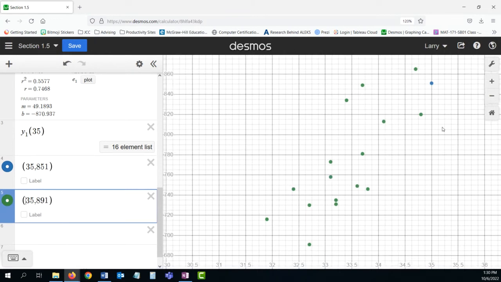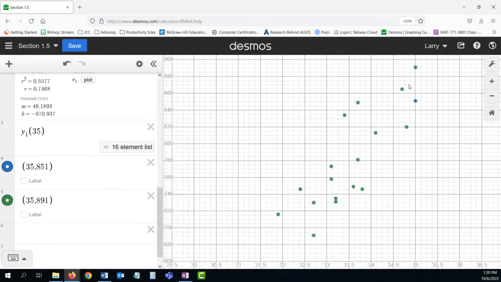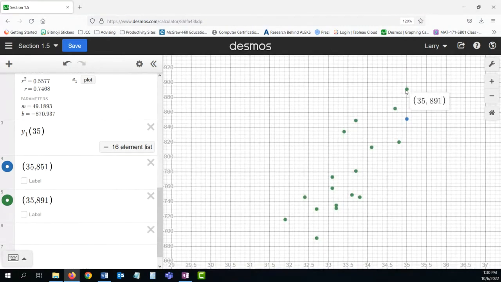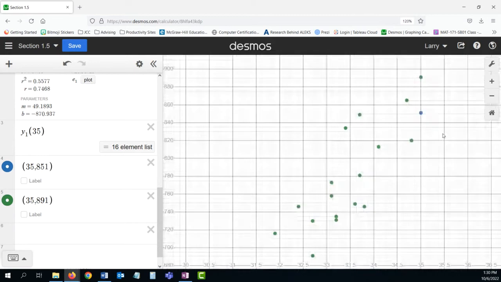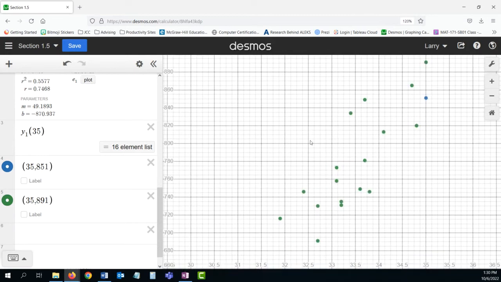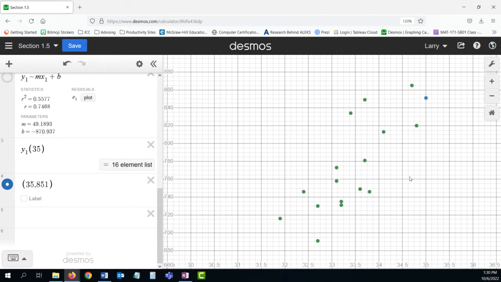That's not even on the map. I'm going to have to zoom out to get it. There it is. Okay. It's quite an outlier for us, right? It's way out there. So why is this one better? Why is this 851 better than the 891? Because it's more in line with what we have.